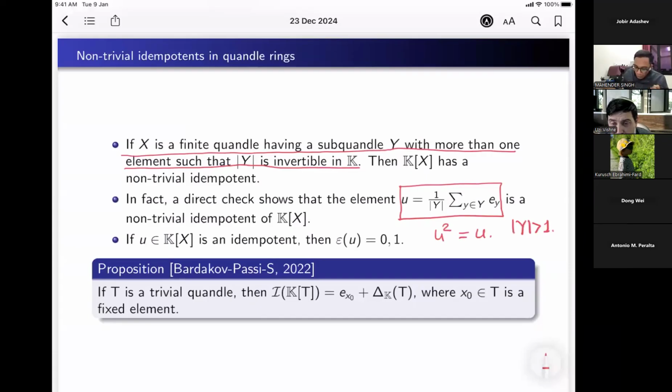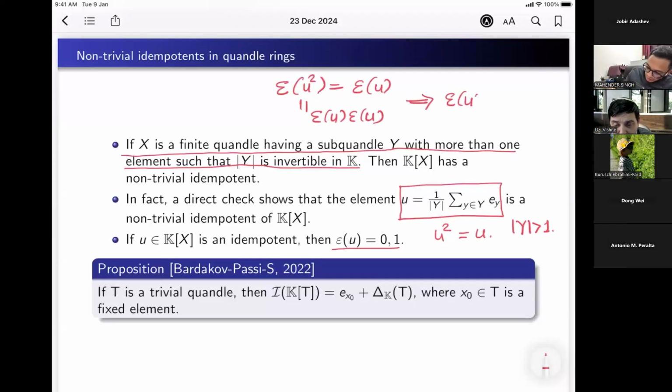Notice that we have the augmentation map. And if u is an idempotent, then the augmentation value of an idempotent has to be 0 or 1, because epsilon of u square is epsilon of u, which is the same as epsilon of u into epsilon of u. So this implies epsilon of u has to be 0 or 1. So there is some control on the augmentation value of an idempotent.